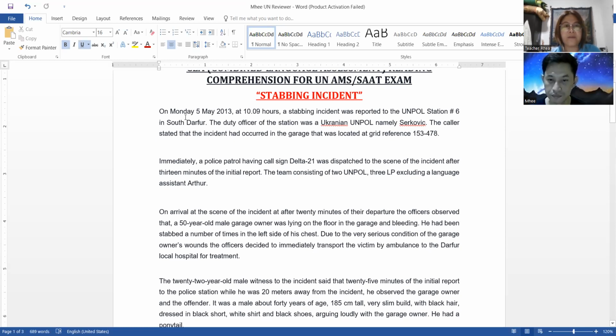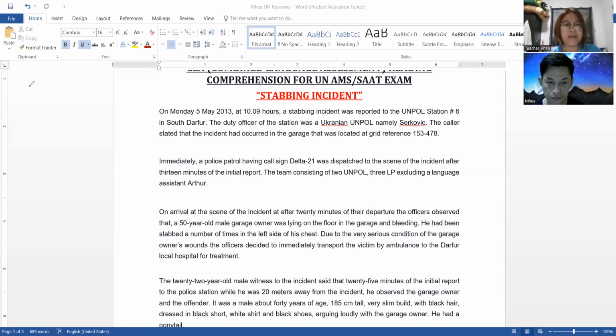On Monday, 5 May 2013 at 10:09 hours, a stabbing incident was reported to the UNPOL Station Number 6 in South Darfur. The duty officer of the station was a Ukrainian UNPOL, namely Serkovic. The caller stated that the incident had occurred in the garage located at grid reference 153478. Immediately, a police patrol having call sign Delta 21 was dispatched to the scene after 13 minutes of the initial report. The team consisted of 2 UNPOL, 3 LP, excluding a language assistant, Arthur.